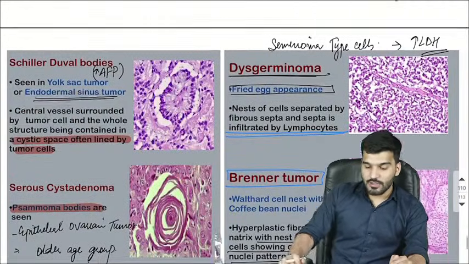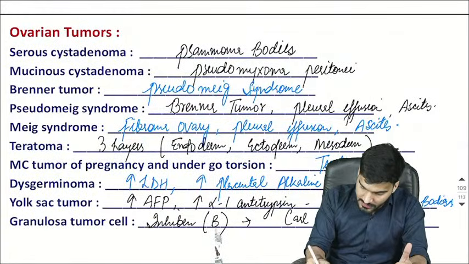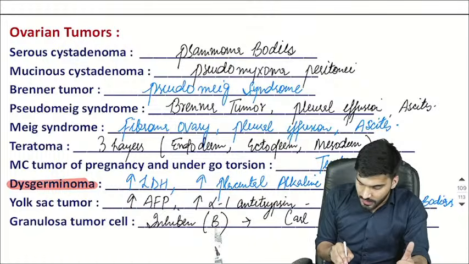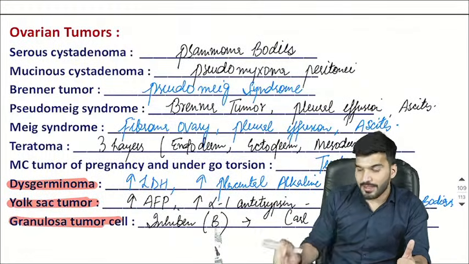Clear to everybody? So remember these short points, these three: LDH with dysgerminoma, alpha fetoprotein with the yolk sac tumor, and the granulosa cell tumor, that is inhibin B.